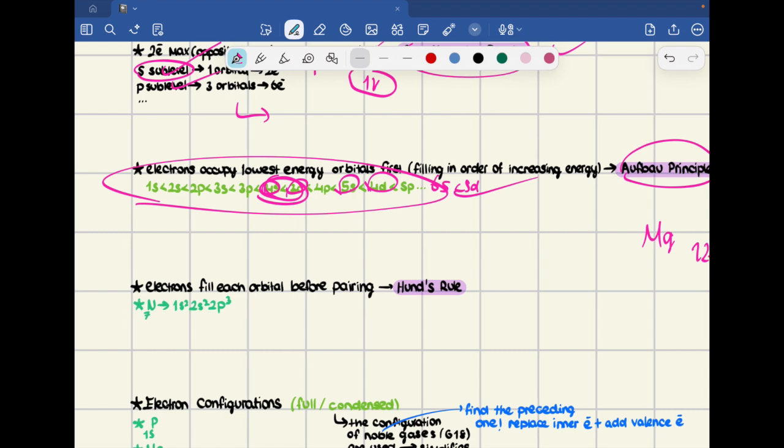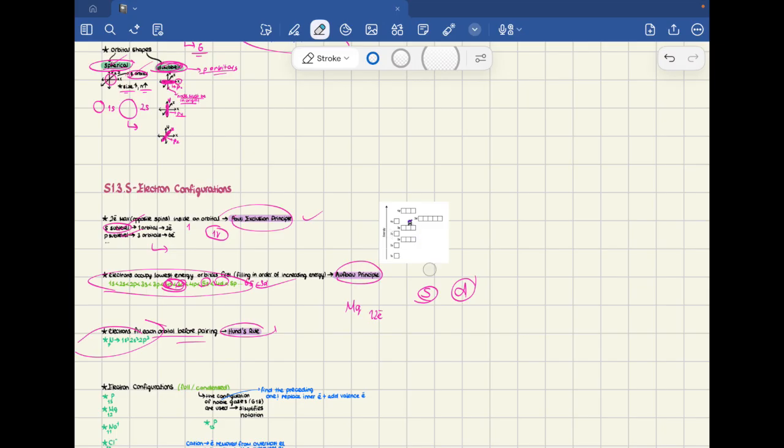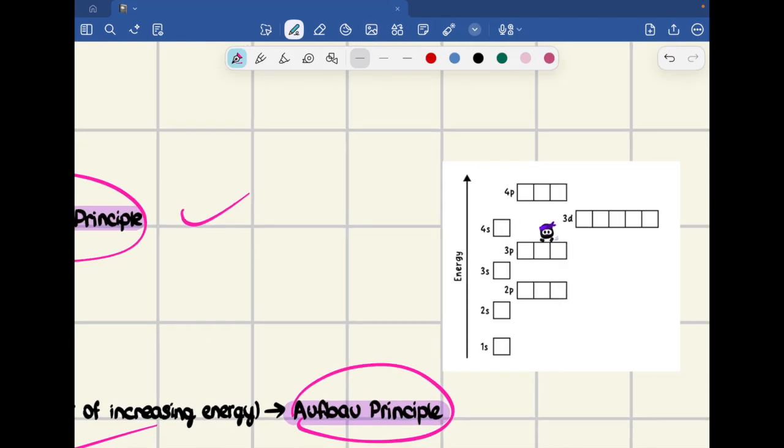The final rule is Hund's rule, and it states that electrons fill each orbital before pairing. I will show this with an example. We have nitrogen, and it has 7 electrons. Let's draw its orbital diagram. Let's do its electron configuration on the orbital diagram. 7 electrons: 1, 2, 3, 4.